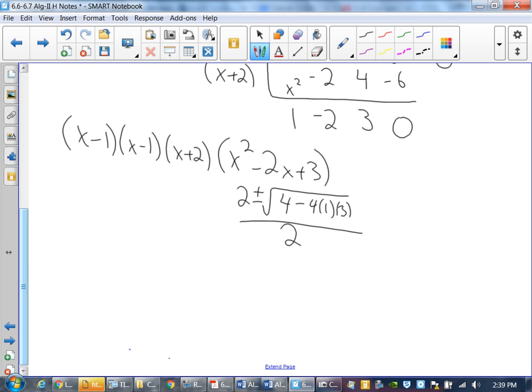Yes, ma'am? Yep. Because when you get to there, you can just go right to the quadratic formula if you want, or just see if you can factor it. That's where we get our imaginary. So here you get 4 minus 12, which is negative 8. In the discriminant now, underneath the radical is negative 8.